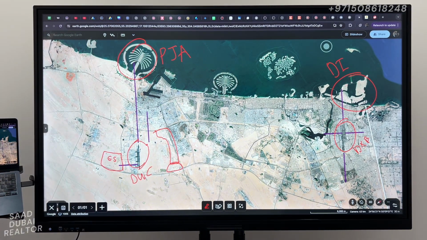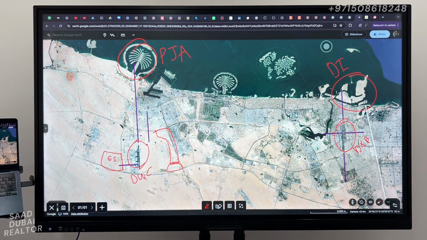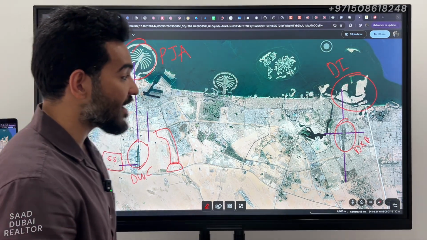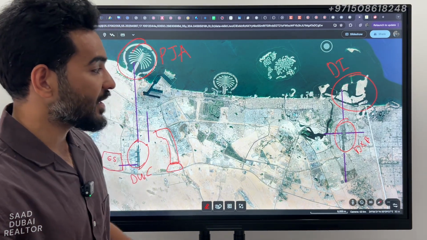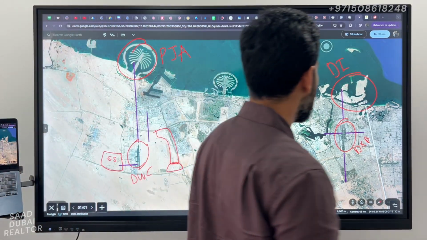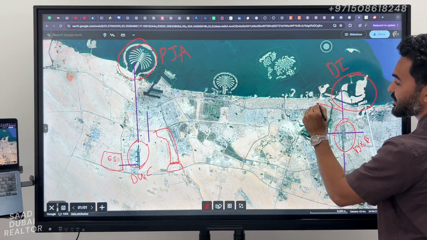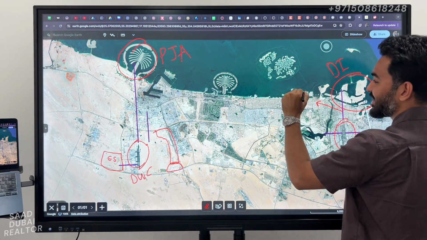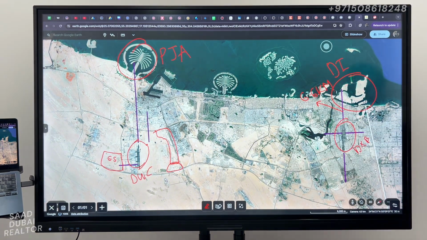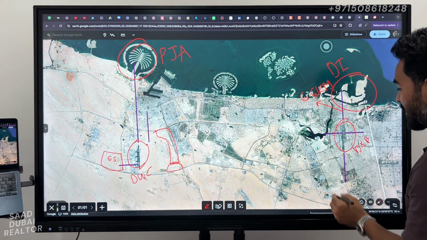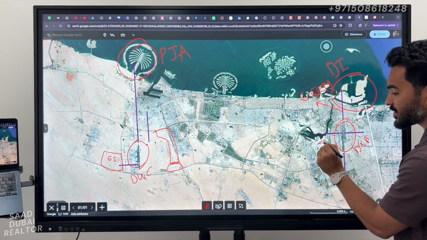Now, to make you understand certain things, what are these purple lines that I've made right here? I've actually measured the distances across different areas in the airport. This purple line right here is a distance of 6.6 kilometers. This purple line and this purple line, both of these are 4 kilometers.